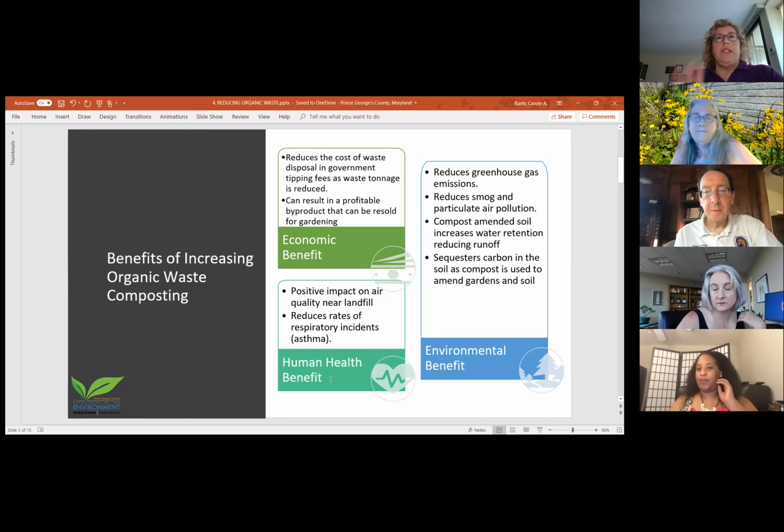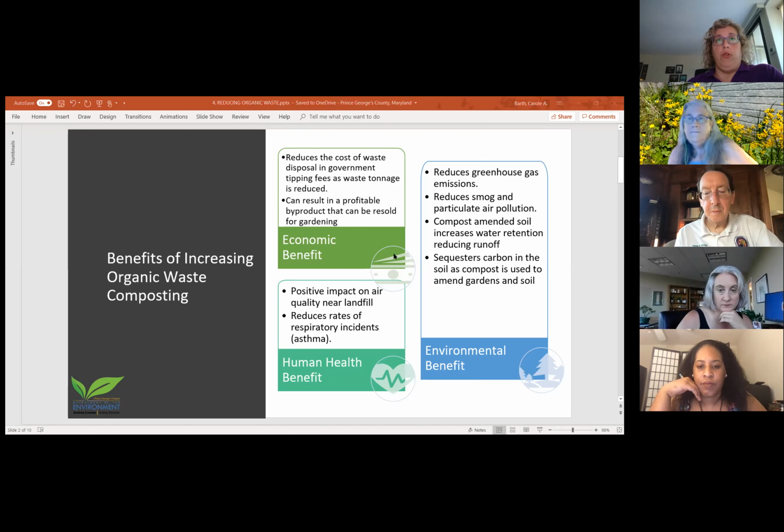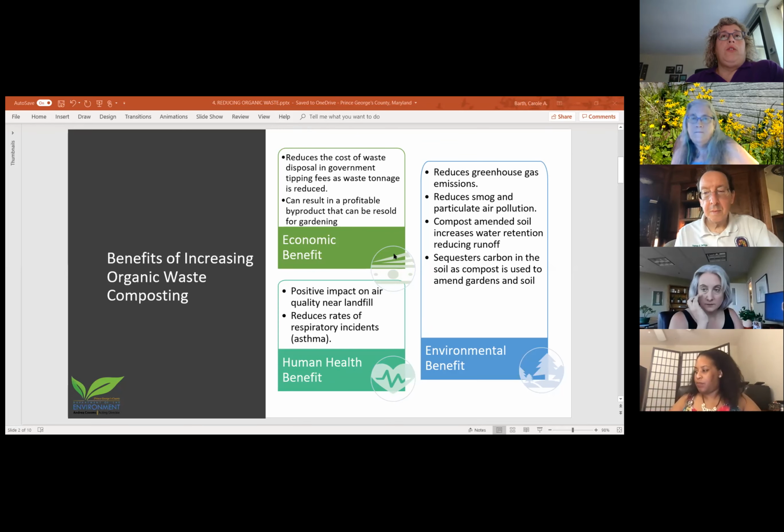Okay, so just a high level overview, I want to talk about the benefits of increasing organic waste composting. There are economic benefits, human health benefits, and environmental benefits that are all important. Composting reduces the cost of waste disposal in the government because the tipping fees go down, because there's not as much waste being produced. That can also result in a profitable byproduct that can be resold for gardening. And those are the economic benefits.